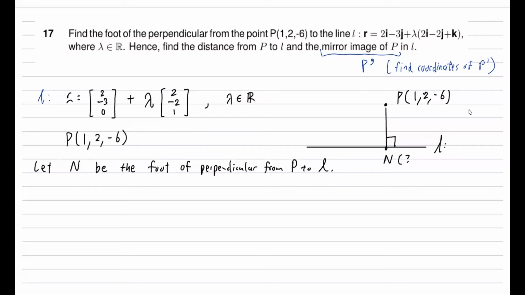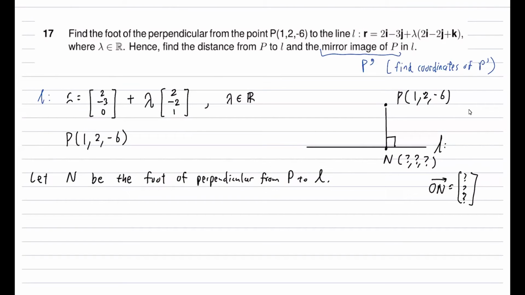Coordinates are to be found, but in the form of vector ON. That's what we are trying to find, vector ON. Can you tell me two vectors that are perpendicular? The (1, 2, -6) and (2, -3, 0)? Wrong. Let me show you. The (2, -2, 1), it's the direction vector. Correct. So what is missing on my diagram?